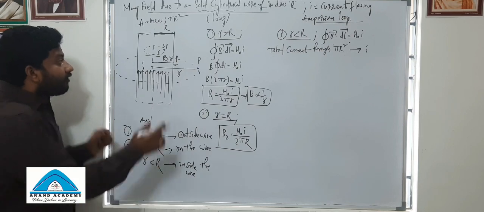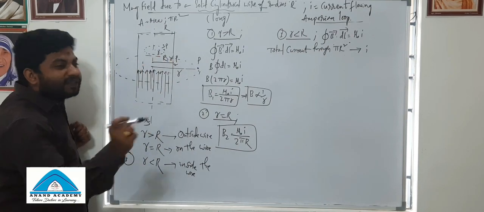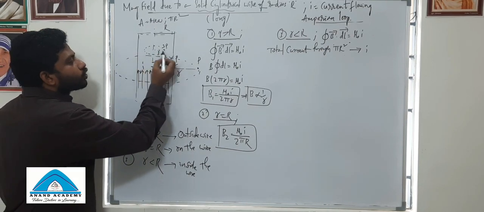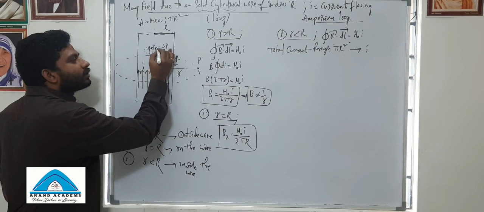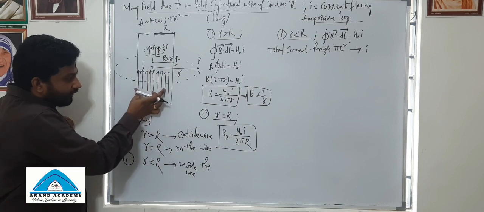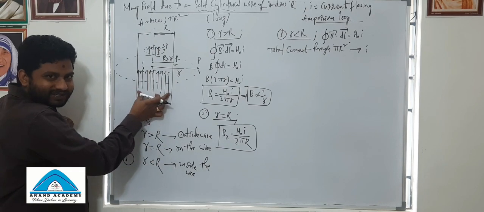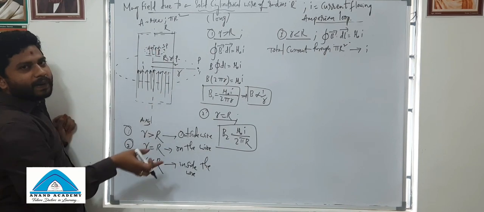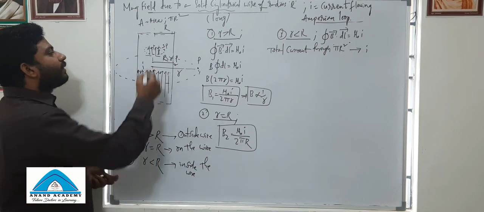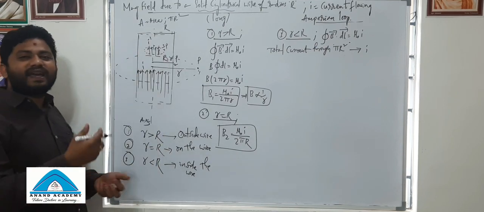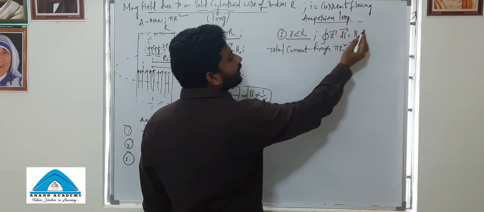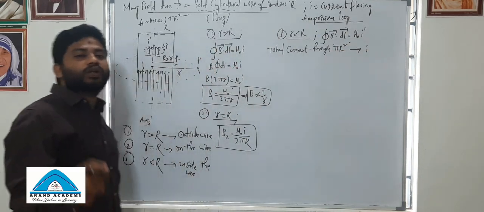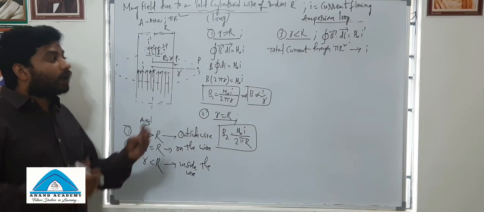Understand? But our Amperian loop in this case is only this much. That means only some amount of current will be passing through this loop. If it is a total current passing through the cylinder, only some amount of current passes through this loop. What is that amount of current? I'm just naming it I dash. So closed integral B dot dl is equal to mu naught into I dash. So what is that I dash?